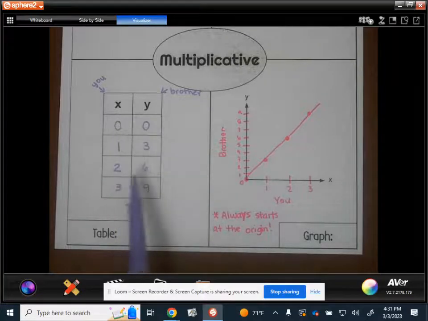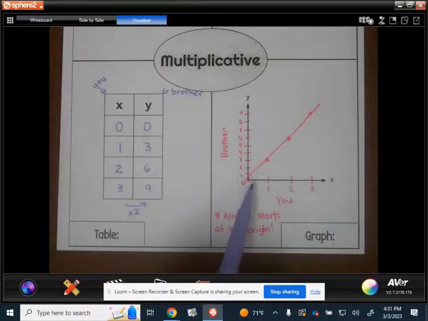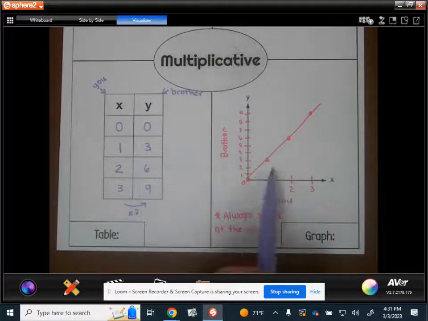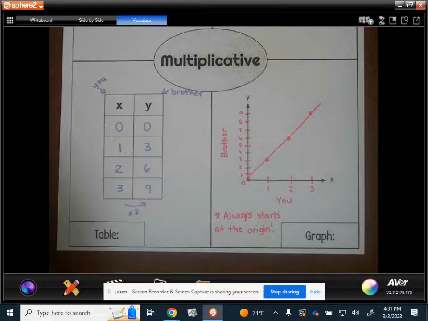Just like last time, we can coordinate graph these on an xy axis. So 0 comma 0 is right here at the origin. Unlike additive graphs, multiplicative graphs always start at the origin. They start at 0 comma 0 because anything times 0 is 0. And then 1 comma 3, 2 comma 6, 3 comma 9. You'll also notice multiplicative graphs get bigger a lot faster.